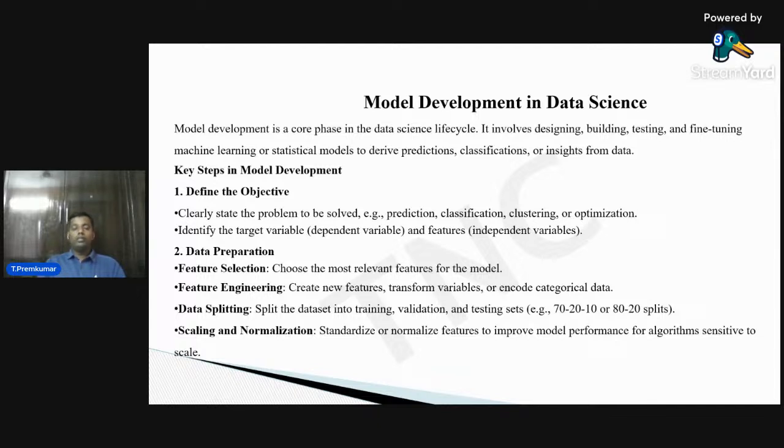When you go for feature selection, we have to choose the most relevant features for the model, and after selecting, we have to create new features along with transformed variables and encode the categorical data. In data splitting, we split the datasets into training, validation, and testing sets. It should be like 70 to 20 to 10, or an 80 to 20 split. The data is split for validation as well as testing along with the training process. Scaling and normalization adjust the features to improve model performance for algorithms sensitive to scales.